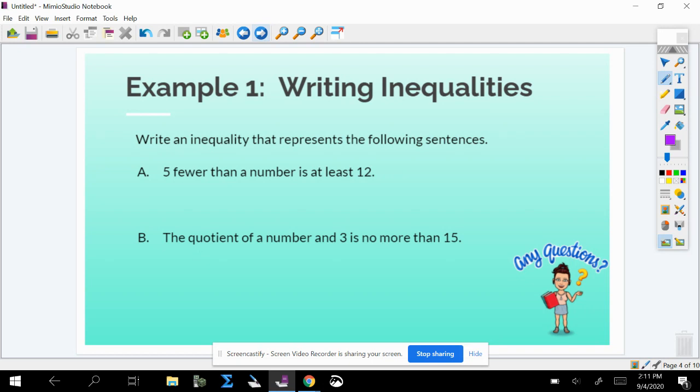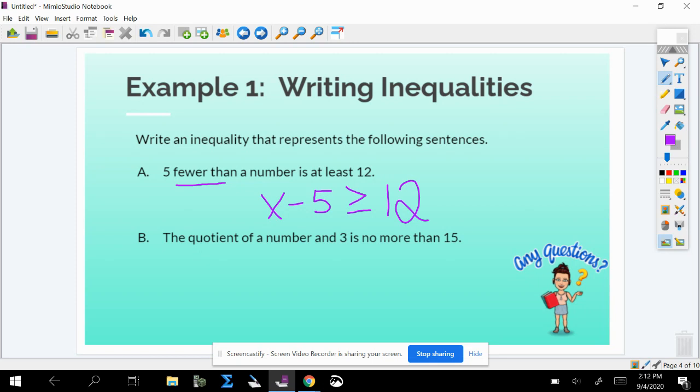So the first thing you might be asked to do is just write basic inequalities. So, 5 fewer than a number is at least 12. Fewer than means to subtract. So 5 fewer than a number means I'm subtracting 5 off of that number. At least. So the wording at least. If I told you that you want to get a summer job and you want to make at least $10 an hour, then that means you would want your pay to be $10 or more, or greater than 10. So if I want something to be at least 12, that's going to be greater than or equal to 12.